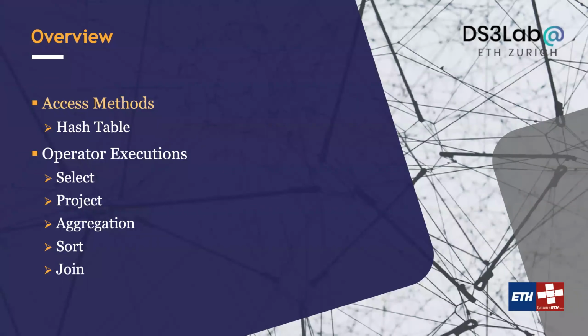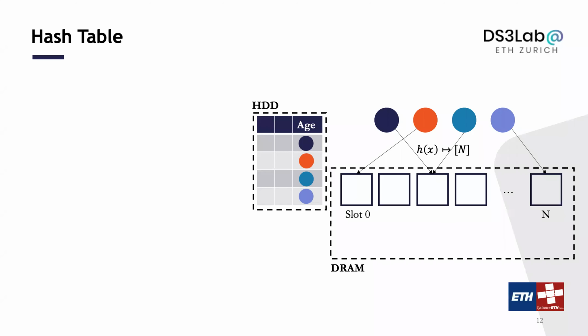We are going to talk about a hash table, and then we are going to move one layer up to talk about how you should implement a whole bunch of relational algebra operators using the access methods that we talked about. Okay, hash table. I think everyone here should already have some understanding of what a hash table is, but let's just refresh our memory.